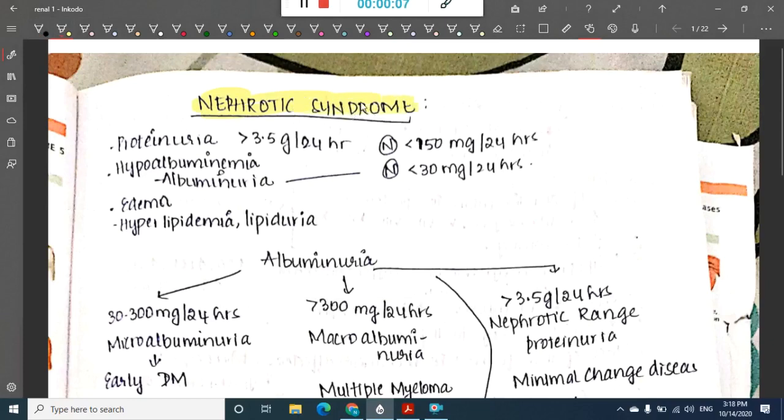In nephrotic syndrome, the main features include, first, proteinuria, which is present for more than 3.5 gram per 24 hours, and we have hypoalbuminemia. So there are mainly 5 important factors. One, we have proteinuria, that is more than 3.5 gram per 24 hours. Then we have albuminuria or hypoalbuminemia. We will see that in a minute. Then it is associated with edema, hyperlipidemia or lipiduria. Lipiduria or hyperlipidemia is also seen in nephrotic syndrome.